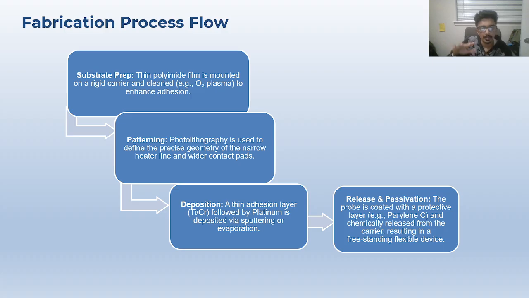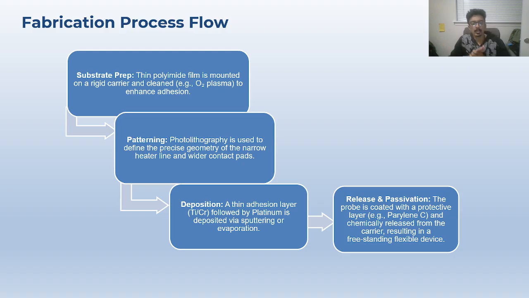So the four stages are substrate preparation, patterning, deposition, and release. In the substrate prep, the thin polyimide film is mounted on a rigid carrier and cleaned to enhance adhesion so that it sticks properly. And in the patterning phase, we use photolithography to define the precise geometry of the narrow heater lines and wider contact pads, so that there's good surface area maintained during the contact.